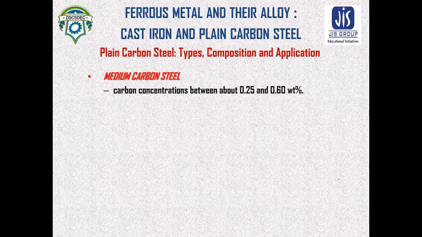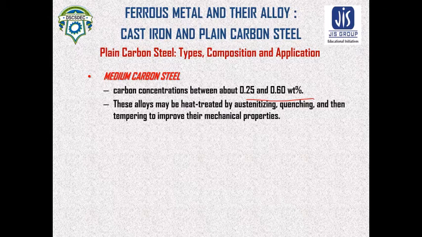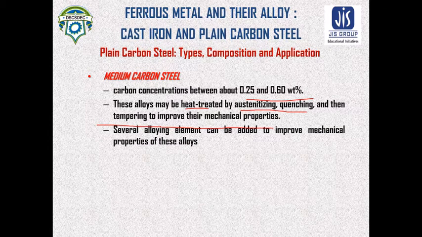Now for medium carbon steel, the carbon concentration is between 0.25 and 0.6 weight percent, and these alloys can be heat treated. Medium carbon steel can be heat treated by austenitizing, quenching and then tempering to improve the mechanical properties. Several alloying elements can also be added to improve the mechanical properties and the microstructure of the medium carbon steel alloy.